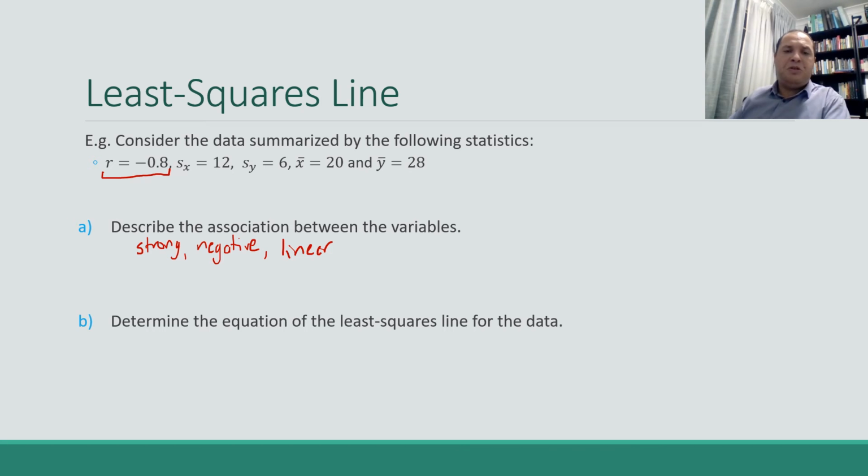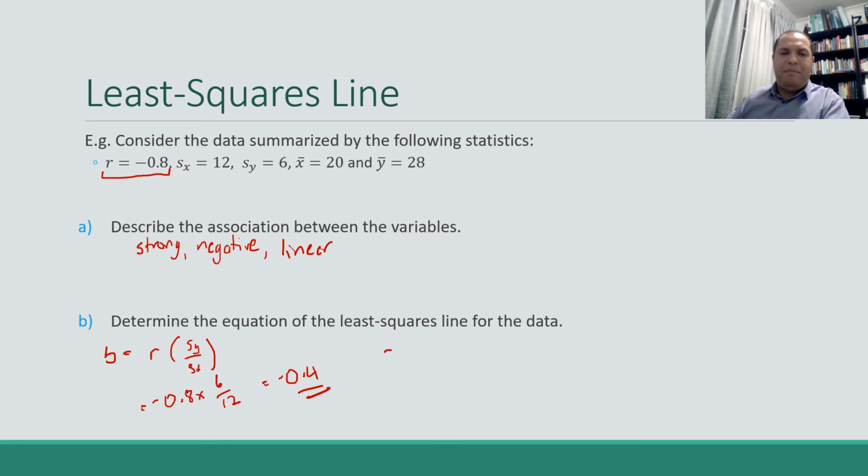So there's our association: strong, negative, linear association between our two variables. Now, our second step is to determine the equation of our least squares line. We always start off with b, our gradient, and our formula is Pearson's correlation coefficient times standard deviation of y divided by standard deviation of x, which equals negative 0.8 times 6 over 12. 6 over 12 is half, so half of negative 0.8 is negative 0.4. So there's our gradient. And once again, students, you can use a calculator for this by subbing in the numbers and just typing it straight in.